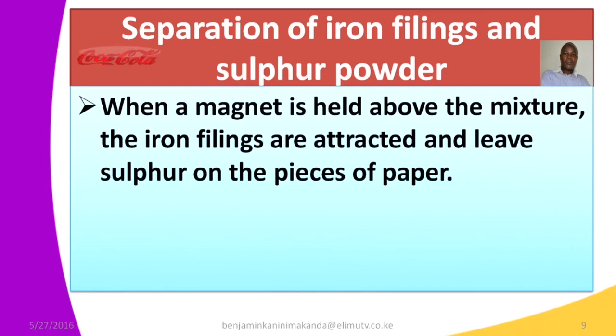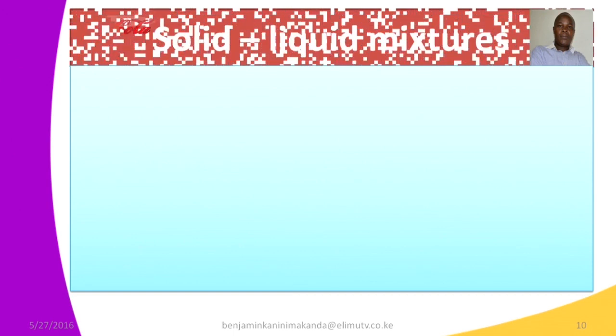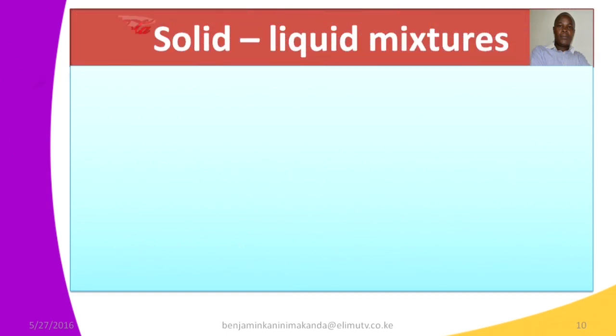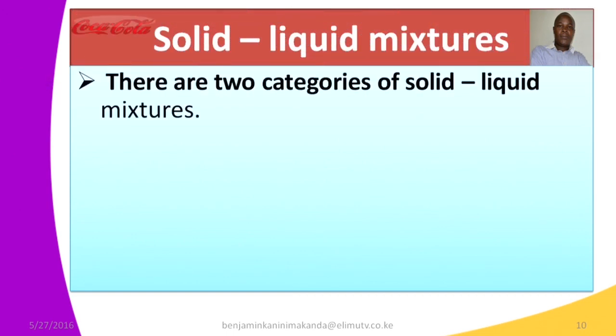Now, the next thing that we want to discuss is another classification of mixture, and this is solid liquid mixtures. We are now moving to solid liquid mixtures. Now, what are solid liquid mixtures? There are two categories of solid liquid mixtures. And this one again, we looked at the flowchart. We can classify solid liquid mixtures in two categories.